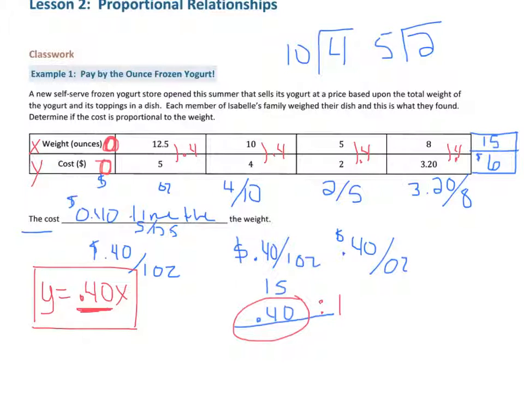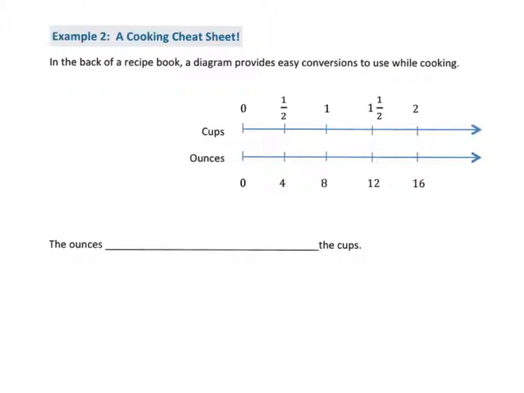How did we get y? We multiplied the weight, or x, by 40 cents every time. All right, let's look at another example. This one is about a cooking cheat sheet. In the back of a recipe book, this is the diagram that is given to provide easy conversions.